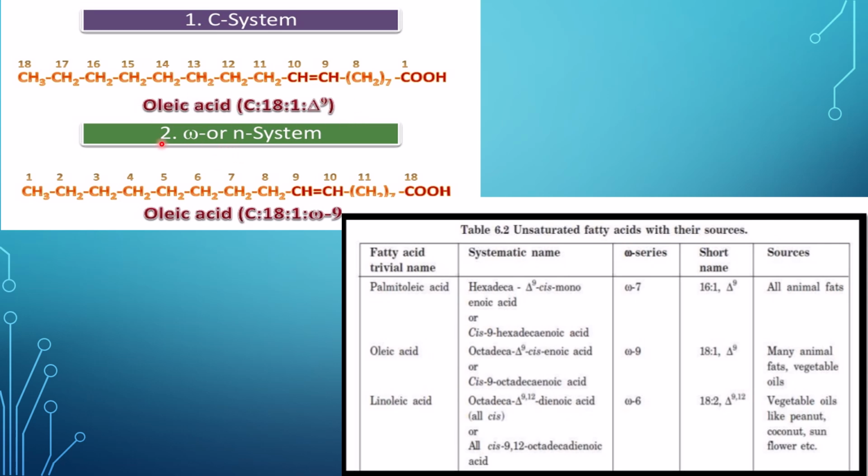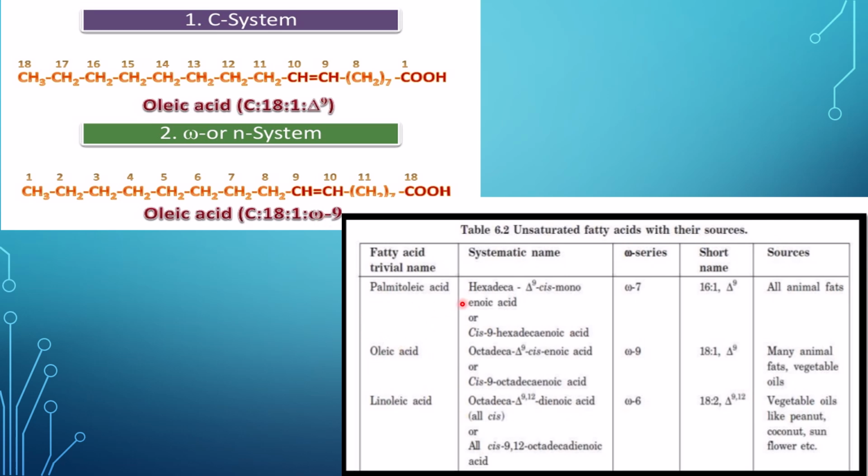In the omega system, the numbering of carbon is done from the carbon which is away from the carboxylic acid end. We number from this carbon, and the double bond containing carbon comes at number 9. So that's how it is C18:1, omega 9. Omega means it designates, from the omega end, the position of the double bond as the ninth carbon. In brief, we can call it omega 9.